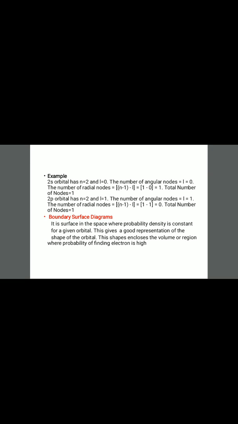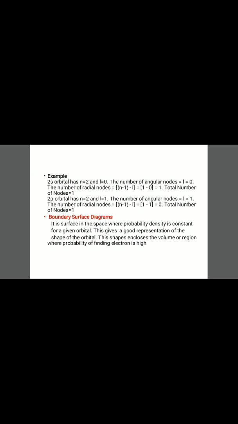Let us try to solve a simple example. 2s orbital has n equal to 2 and l equal to 0. Number of angular nodes, l, is equal to 0. The number of radial nodes, having formula n minus 1 minus l, comes out to 1. So total number of nodes is 1. You can solve it for one example of 2p orbital also.